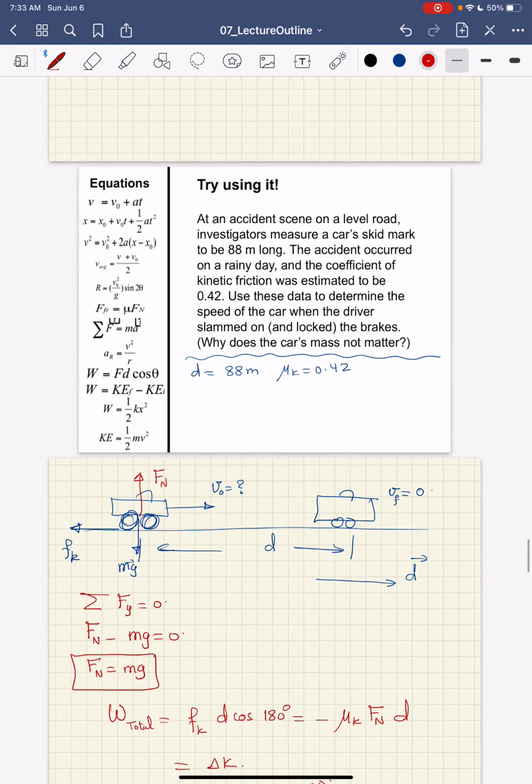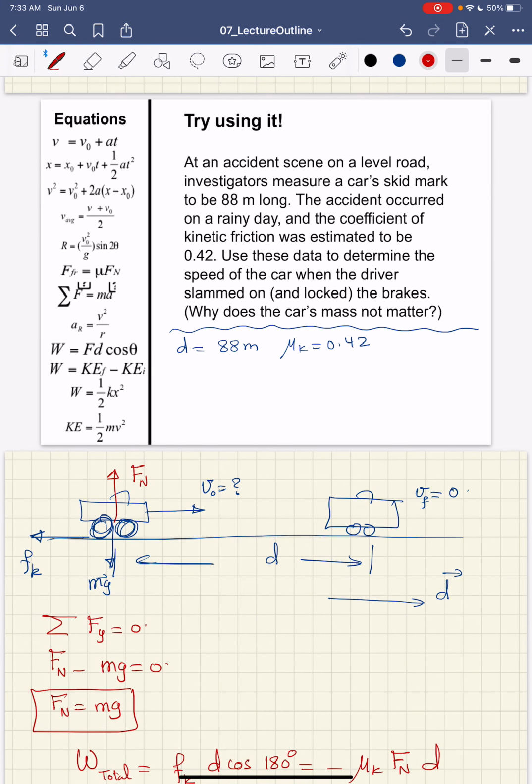Okay, now we know that the PTs are really doing a lot of this physics when they are trying to analyze accidents. Then I will say, at an accident scene on a level road, investigators measure the skid marks to be 88 meters long, and the accident occurred on a rainy day, and the coefficient of kinetic friction was estimated to be 0.42. Use these data to determine the speed of the car when the driver slammed on the brakes. Okay.